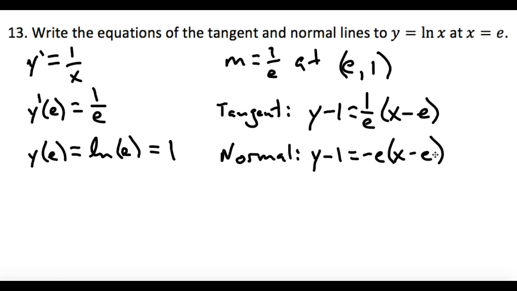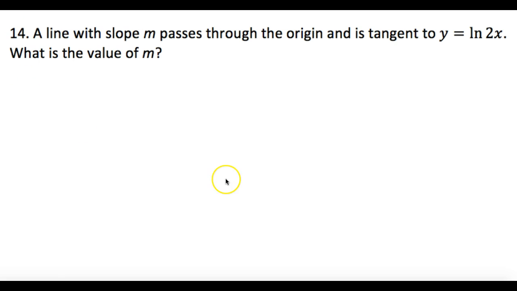Right? And our last problem, this one is a little bit different. This one's kind of strange to think about, and we're given a lot of information here. It says a line with slope m passes through the origin. So the origin we know is the point (0, 0), right? And is tangent to y equals natural log of 2x. We want to figure out the value of the slope.